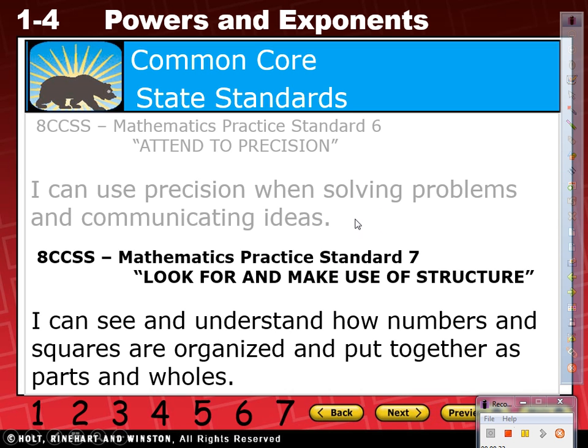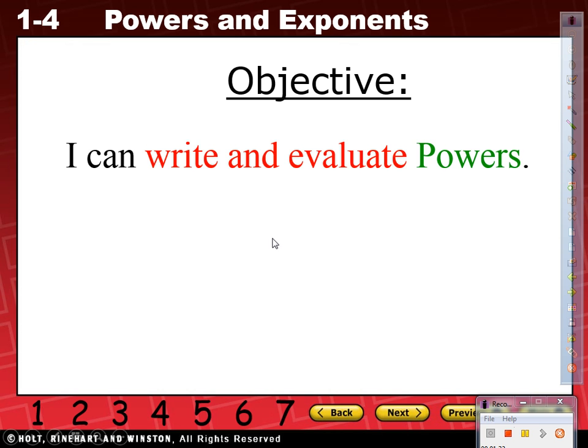Our objective for today: I can write and evaluate powers. Read together. 1, 2, 3. I can write and evaluate powers. Our title for the lesson is Powers and Exponents. Write that at the top, please. At the bottom left, write your objective. And our concept for today is powers.